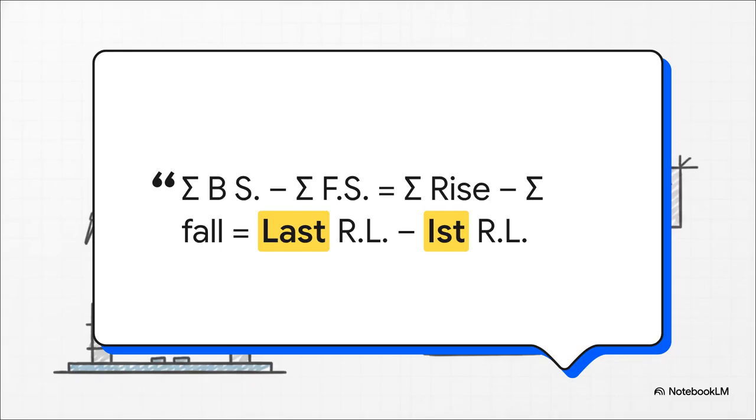Now, when you're calculating dozens of reduced levels by hand, mistakes are going to happen. We're only human. To protect against this, surveyors use this beautiful built-in safety net called the arithmetical check. It states that the sum of all backsights minus the sum of all foresights absolutely must perfectly equal the last reduced level minus the first reduced level. If these numbers balance out to a zero difference, it guarantees for sure that the manual mathematical reduction of your field data is completely flawless.